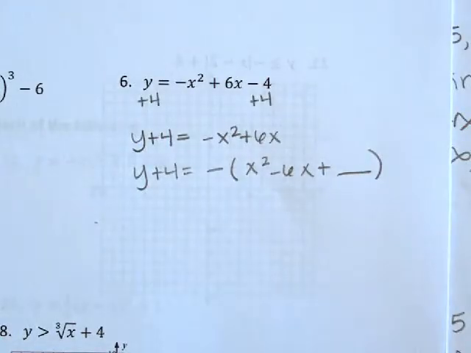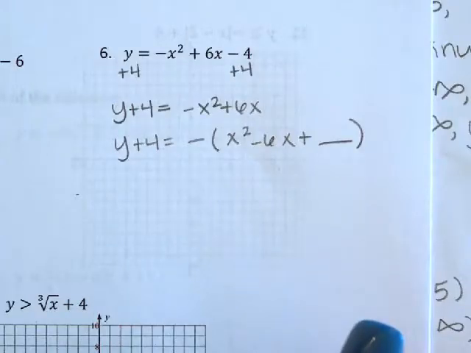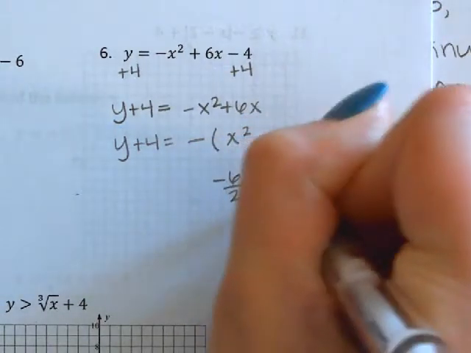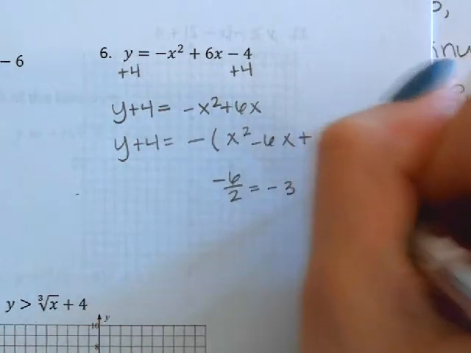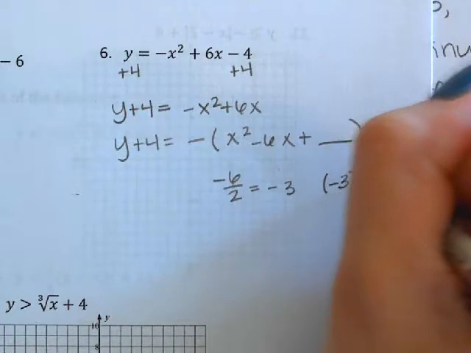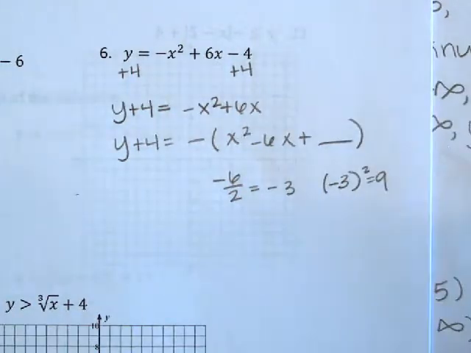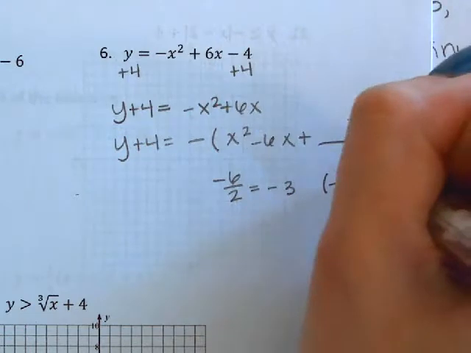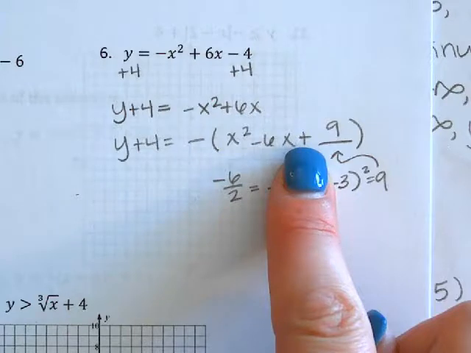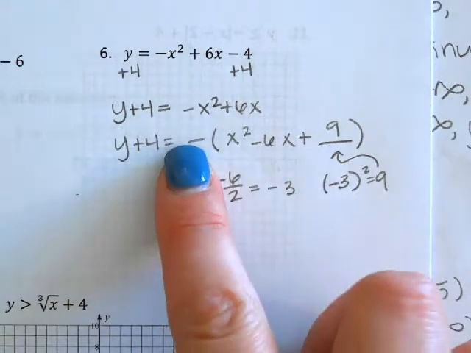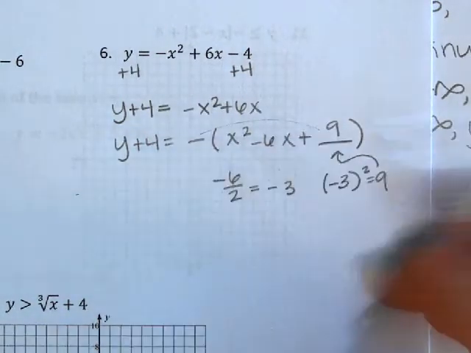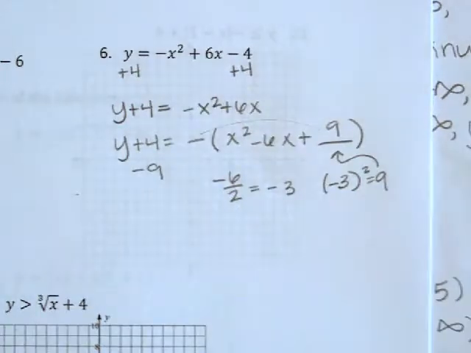And somebody other than Kaylee tell me how Kaylee got 9. So negative 6 divided by 2 is negative 3. And not square root, square. I need to square the negative 3. Negative 3 squared is 9. And so 9 is the number that completes the square. But did we actually add 9? We did not. We actually subtracted 9, right? So since I subtracted 9 on the right side, I'm going to subtract the 9 on the left side.